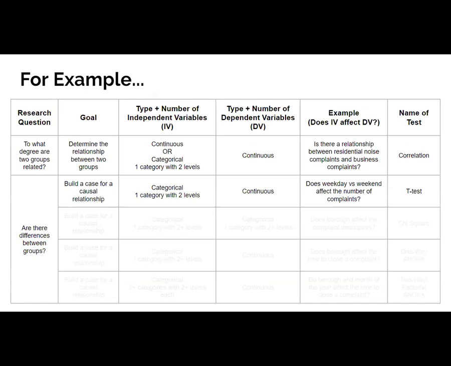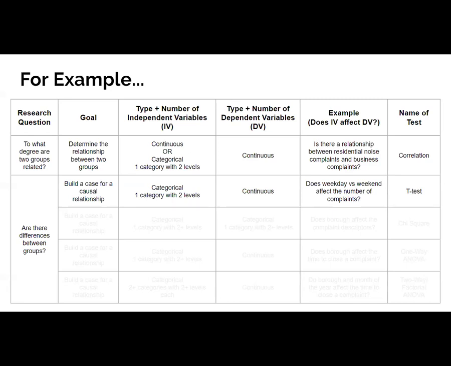So the research question, when it comes to correlation, it's a little bit different. The research question here is, to what degree are two groups related? Again, we might be able to talk about cause and effect, but sometimes we're just not able to. But we can say that they're connected to each other, they're related to each other. So the goal is to determine the relationship between the two groups. When it comes to the independent variable, you can use either continuous, numerical, or categorical. And then there's this descriptor down there, the one category with two levels. I'll explain what that means in just a moment.